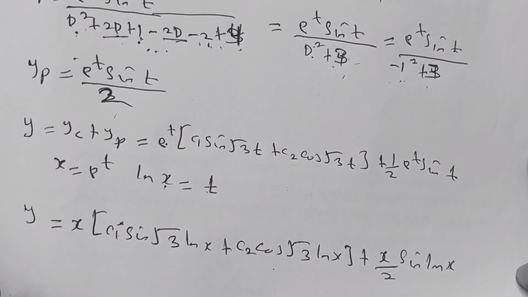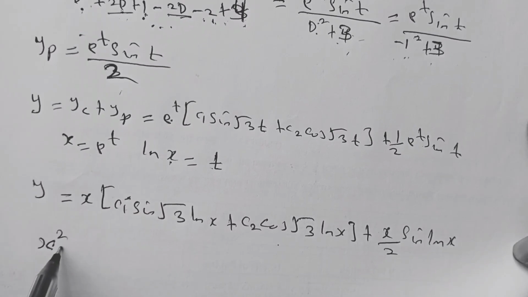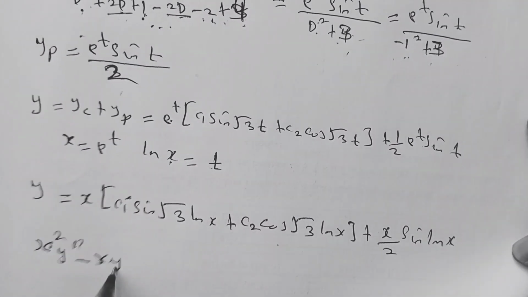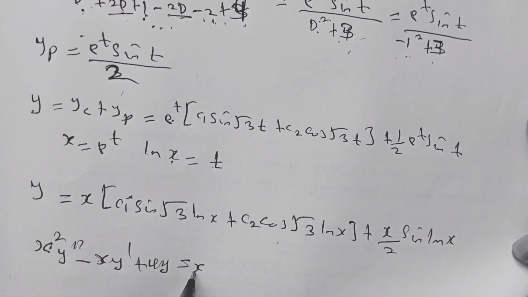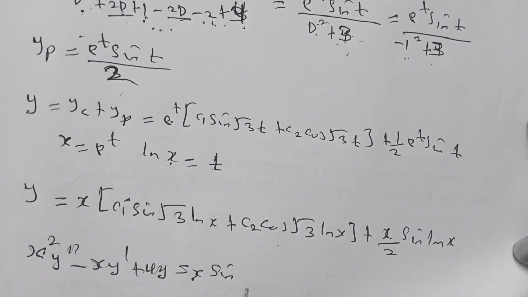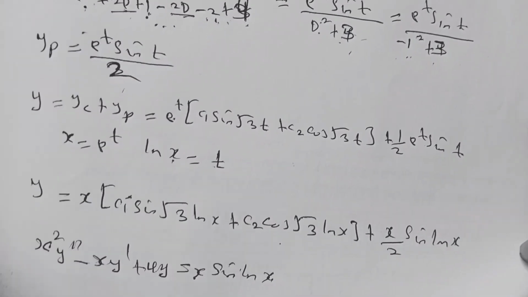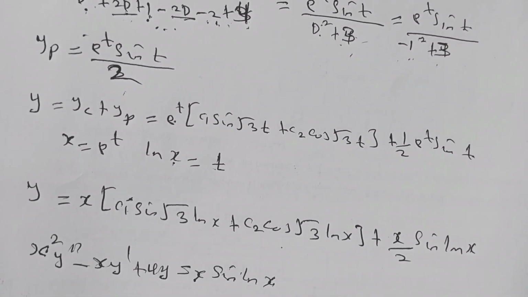So that is the solution of our given ODE, which was x squared y double prime minus xy single prime plus 4y, which is equal to x sine of natural logarithm of x. That is the solution of our given ODE, which is linear with variable coefficient.